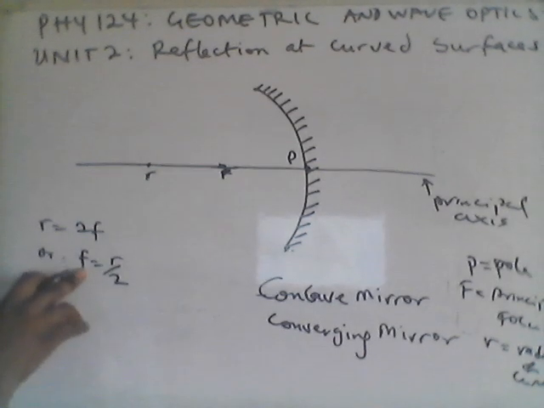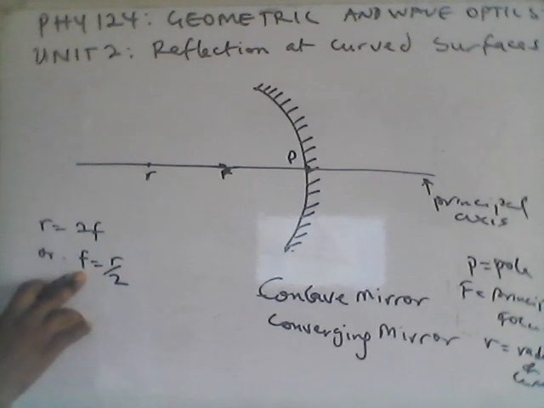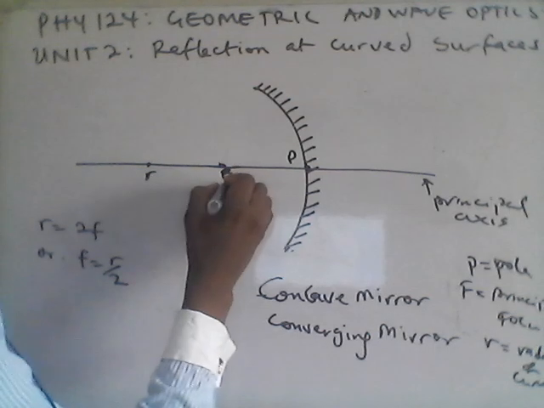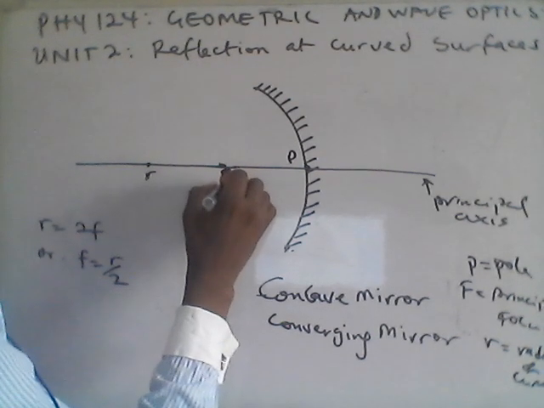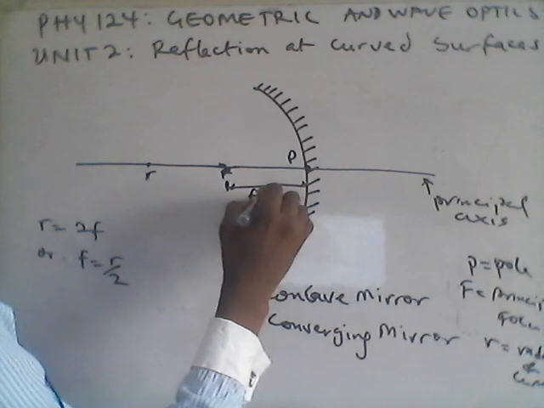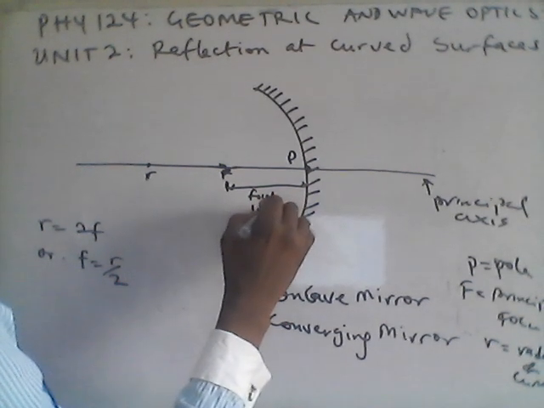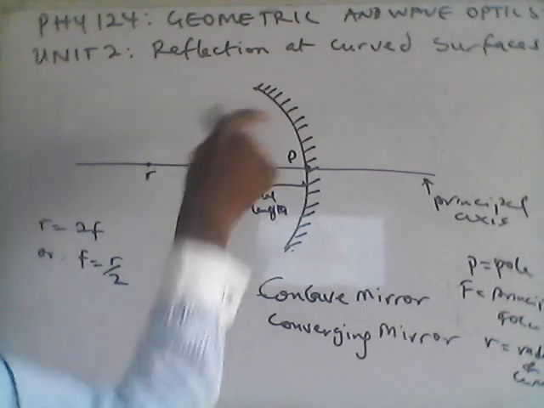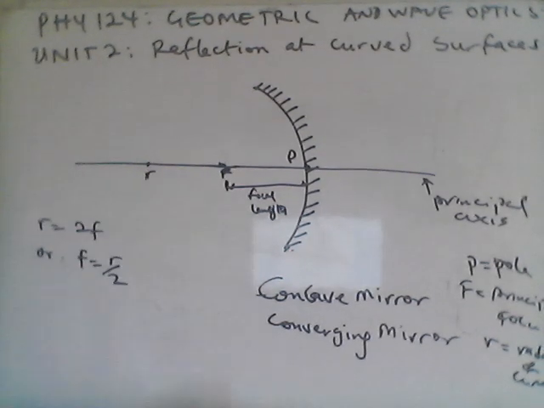F is the focal length, or the principal focus. The distance between this point, the principal focus, and the mirror is called the focal length. This focal length is actually a constant. It can be determined for the material, for the particular mirror. Understand? It can be determined.